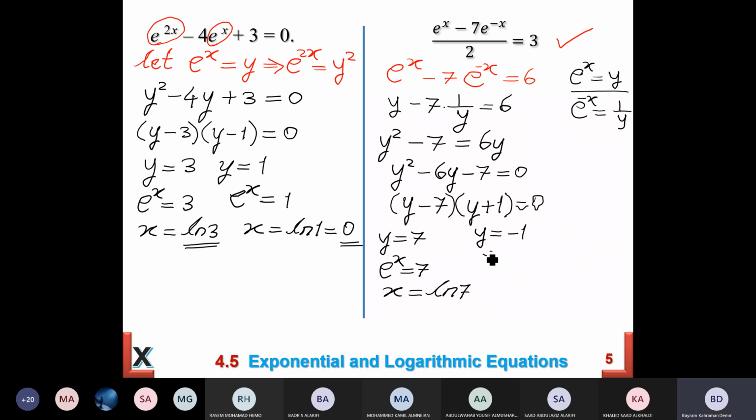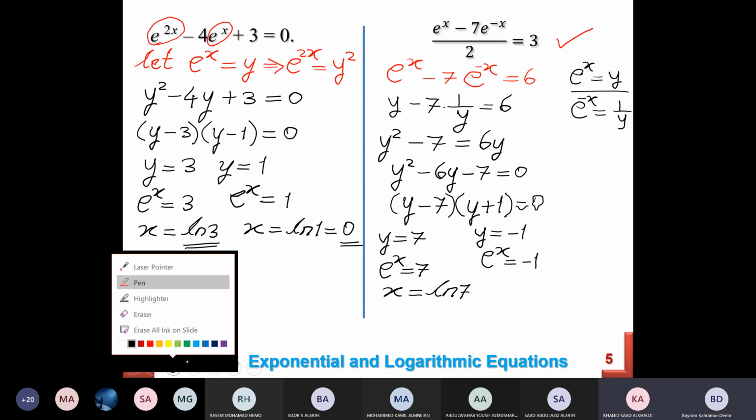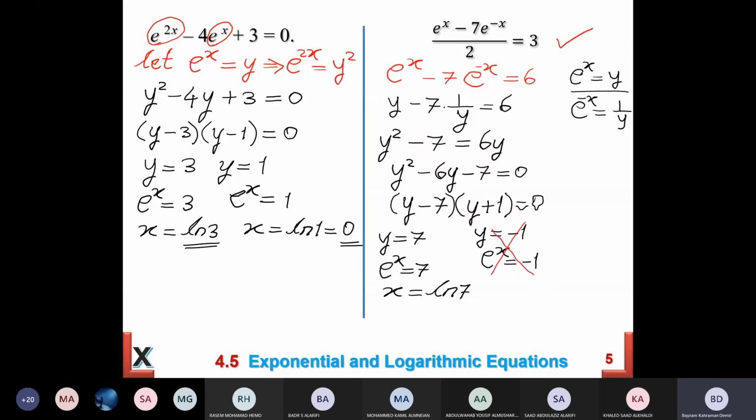In the second case, y is equal to negative 1. That means e to the x is negative 1. Something looks strange. I think that's rejected. Minus 1 isn't acceptable. Yes, you see, negative 1 is rejected because e to the x cannot be negative 1. All right?